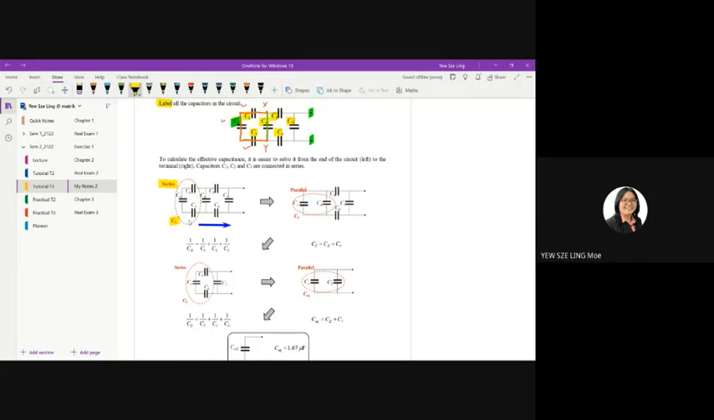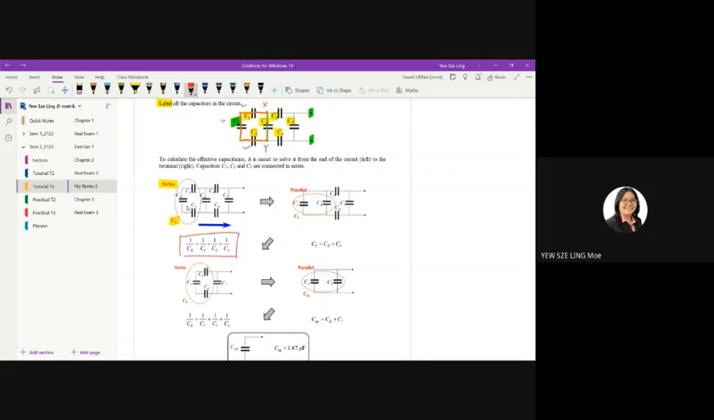So I simplified it. I calculate the value of CX by using the series equation. So when you have capacitors being connected in series, you calculate by using 1 over C1 plus 1 over C2 plus 1 over C3, which equals your 1 over CX. So from here, you determine the value of CX. Okay, kamu kira CX dengan equation sini.